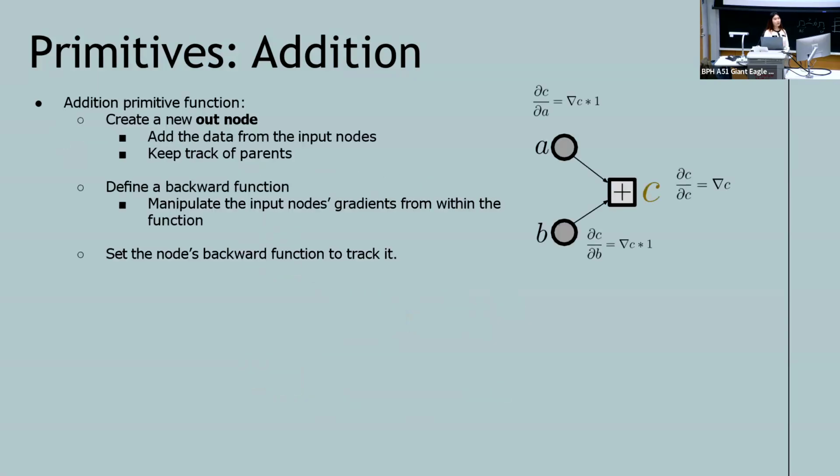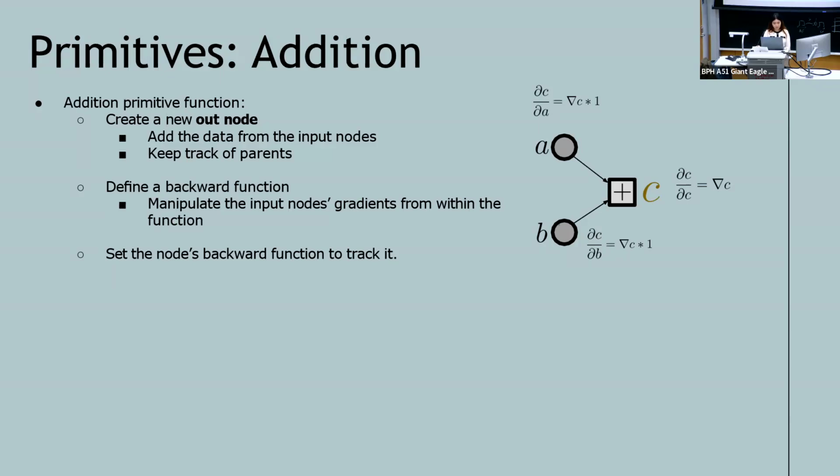Now let's see how we can implement this addition primitive function. Firstly, we create a new output node. This output node represents the result of adding two inputs. We have one node for A and one node for B, and in the node class we store the data of A and the data of B, and then add the data from the input nodes. Then we record the parents of this node, so the graph knows that the result comes from A and B.